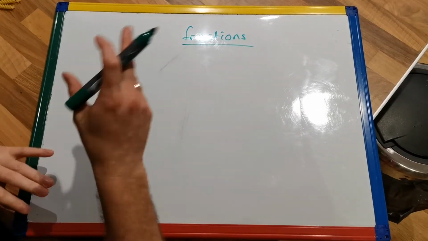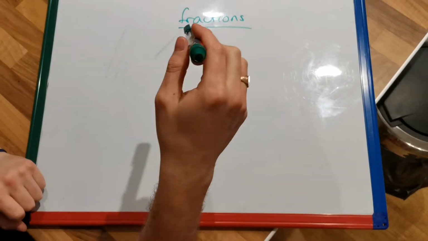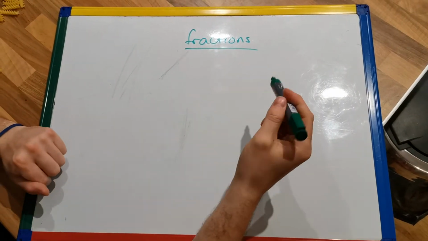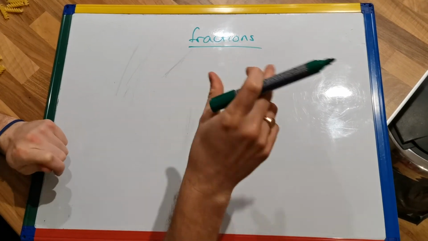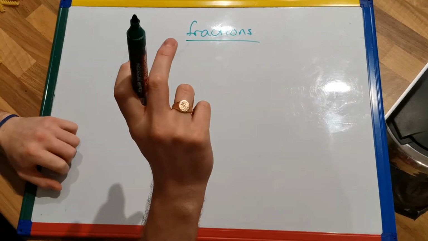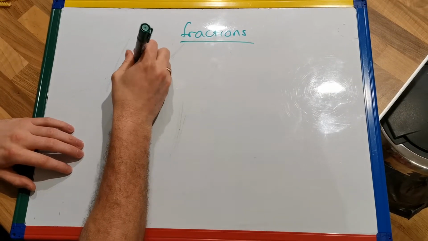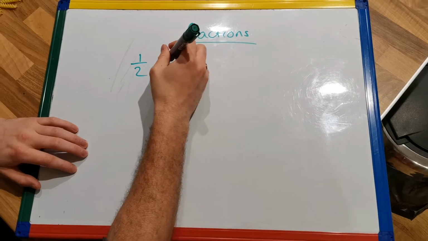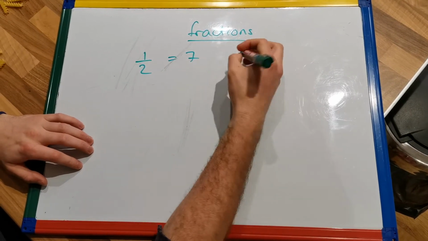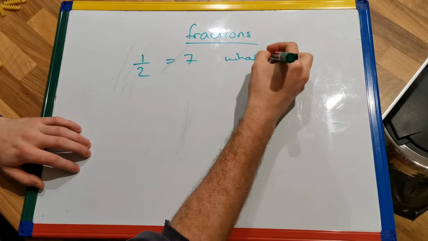Okay, welcome back to fractions. Yesterday we were looking at finding fractions of amounts. Now we're flipping it and reversing it, and we're going to use fractions to find the amount. For example, if I know that half of a number equals 7, what is the whole?